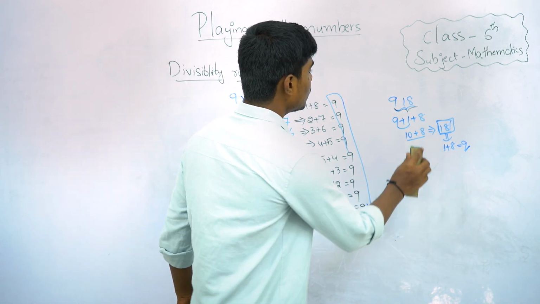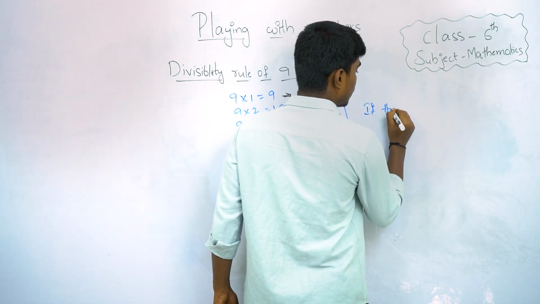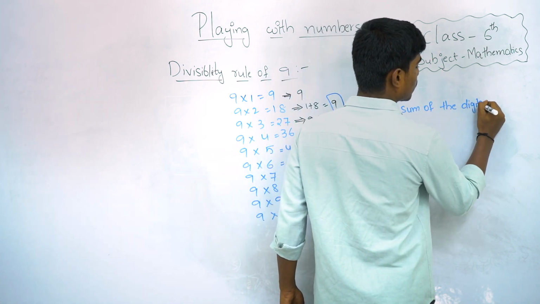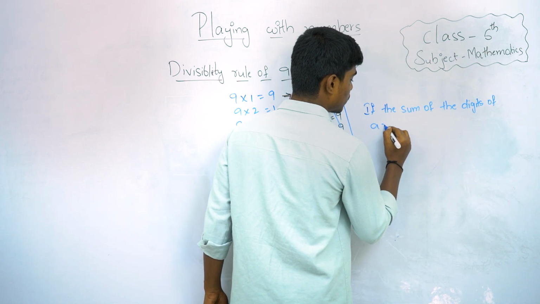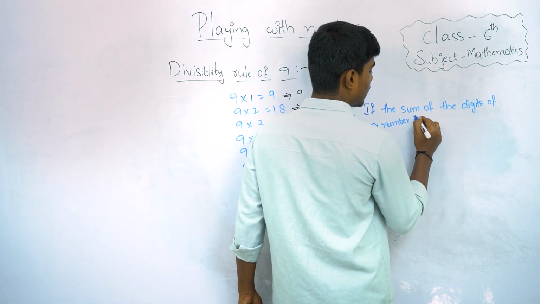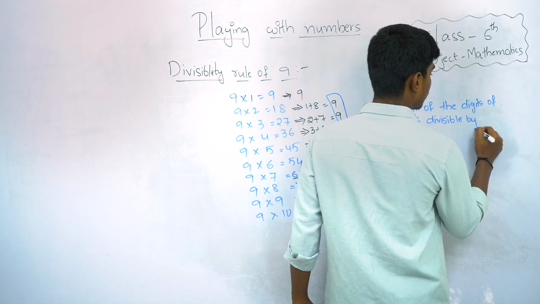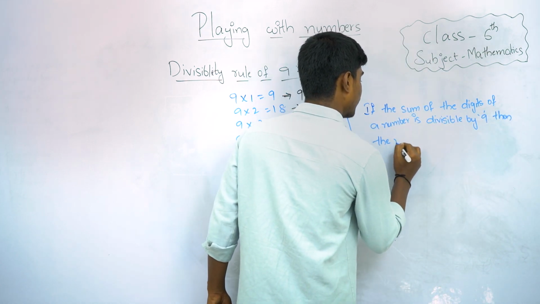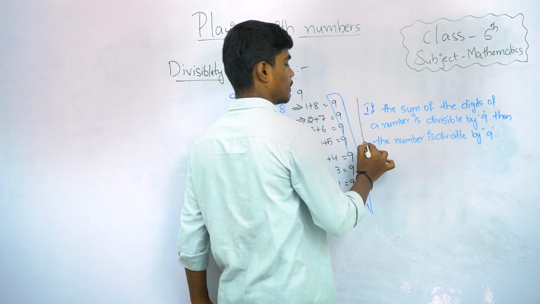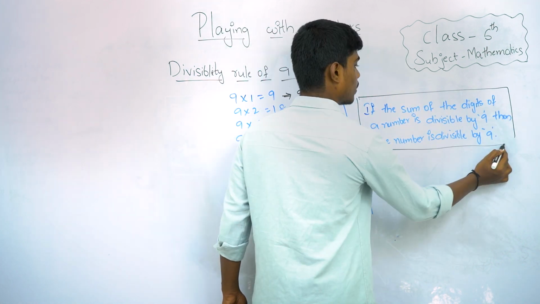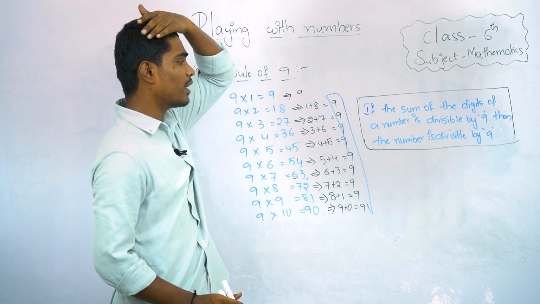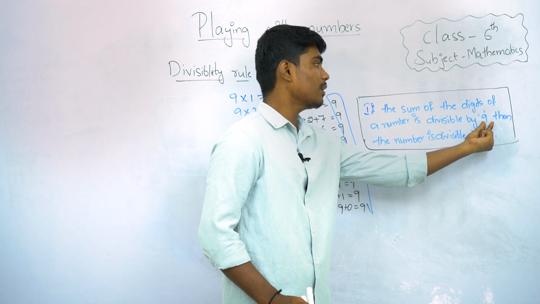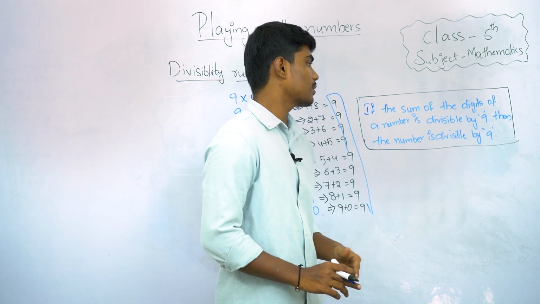So, what can we conclude? If the sum of the digits of a number is divisible by 9, then the number is divisible by 9. See, this is the divisibility rule of 9. What is the divisibility rule of 9? If the sum of the digits of a number is divisible by 9, then the number is divisible by 9.